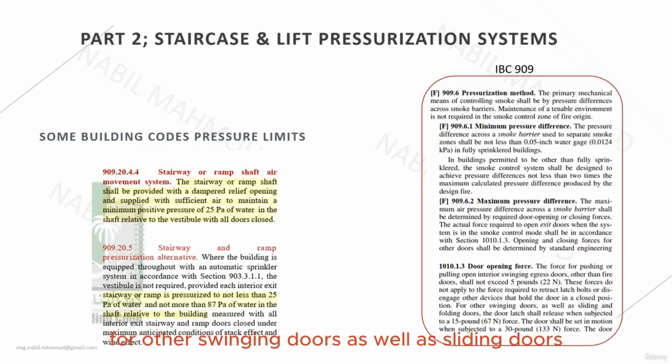For other swinging doors as well as sliding doors, the door latch shall release when subjected to a 15 pound or 67 Newton of force. The door shall be set in motion when subjected to a 30 pound of force or 133 Newton of force. So basically these are the requirements of the International Building Code. However, if you refer to the paragraph on the left side of the screen, this is an example of the local building code of Saudi Arabia, and this is largely quoted from the International Code Council.